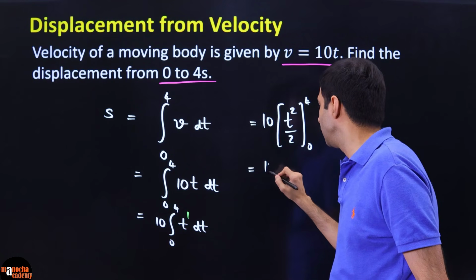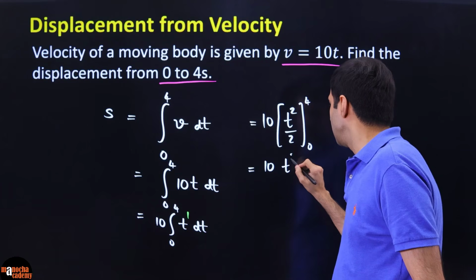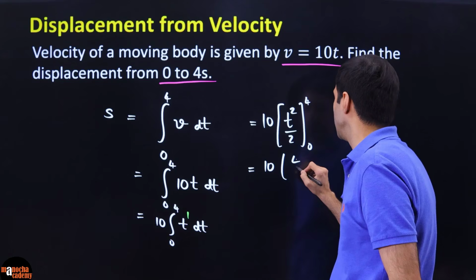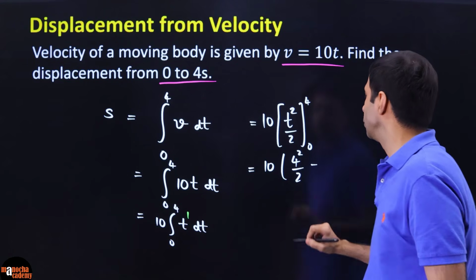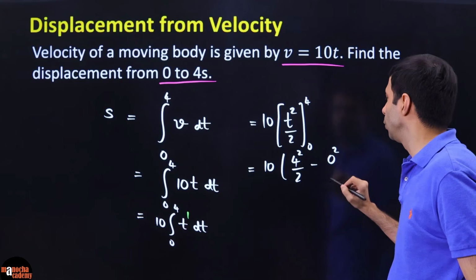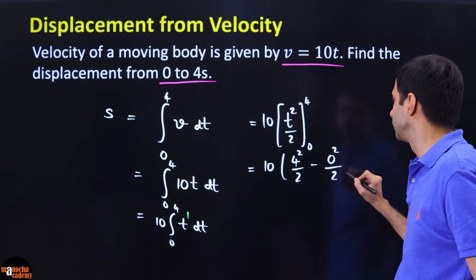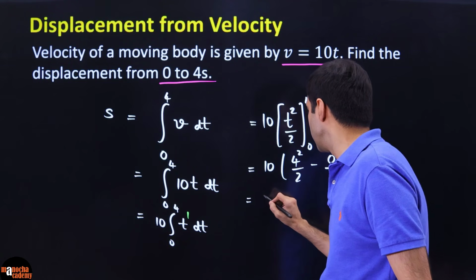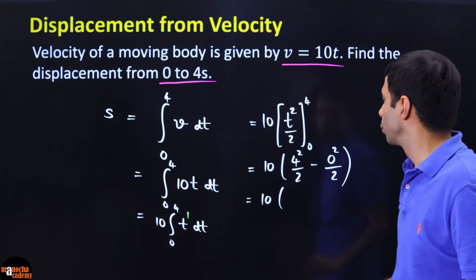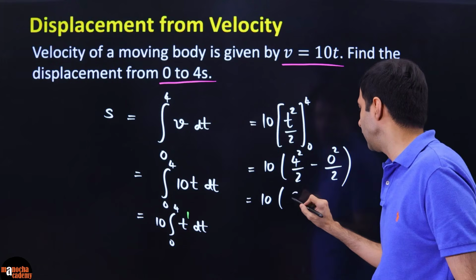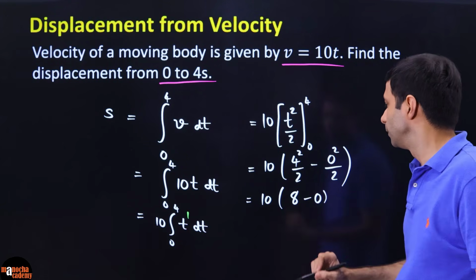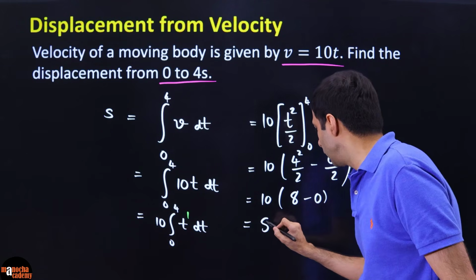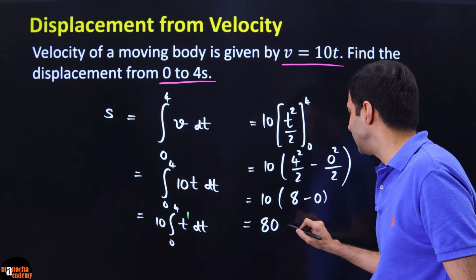So it's going to be 10 times t square by 2. With the value 4 here, that's going to be 4 square by 2, and then you substitute minus 0 square by 2. Right? And so what do we end up getting? This will become 10, and this 4 square by 2 is basically 16 by 2, that's 8. 8 minus 0, and this is going to be 8 times 10, which is 80 meters.